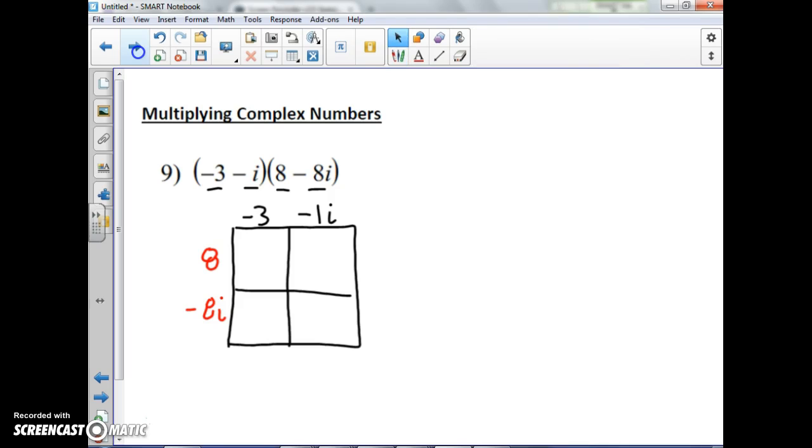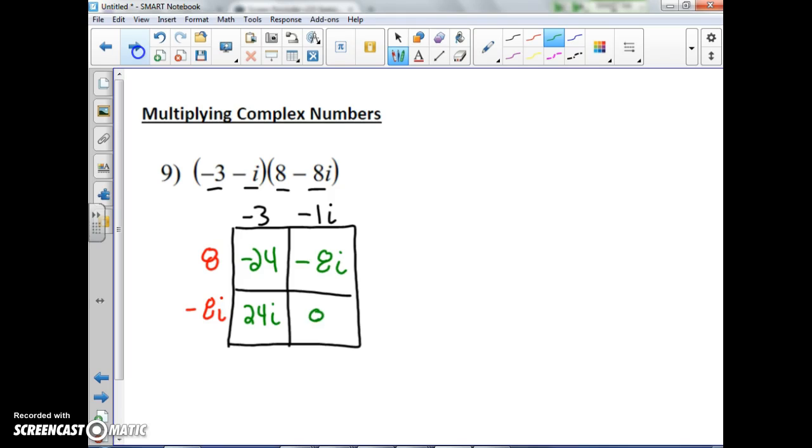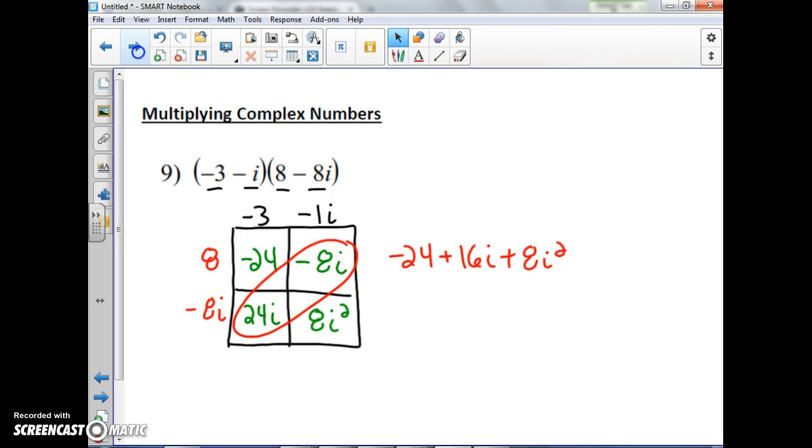So 8 times negative 3 is negative 24. 8 times negative 1i is negative 8i. Negative 8i times negative 3 is positive 24i. And then negative 8i times negative 1 is 8i squared. So you guys remember, one of the great things about doing the box method with multiplication is my like terms are right next to each other. So I have negative 24 plus 16i plus 8i squared. Okay?